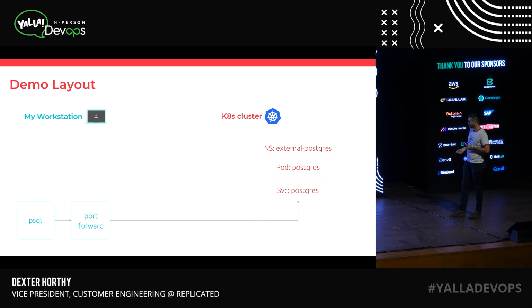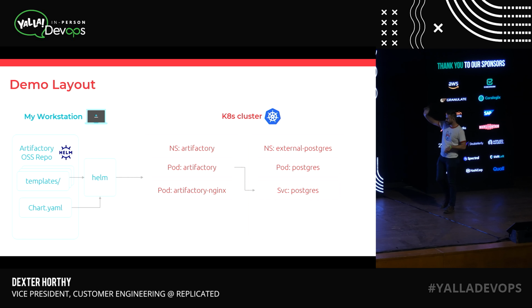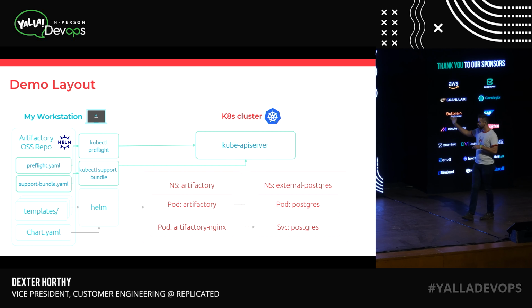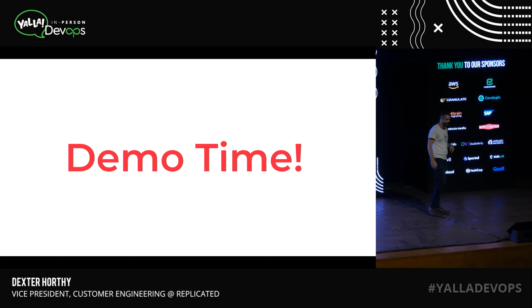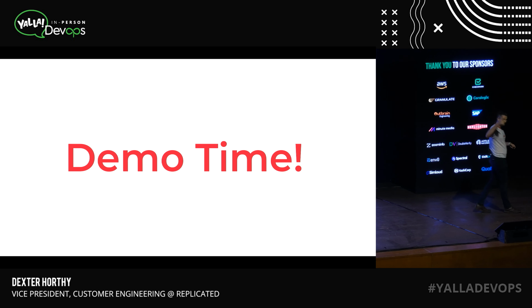So real quick, for this demo, I've got a workstation over here. We have a Postgres running, and then we're going to deploy the Artifactory Helm chart and point it at our Postgres. The Postgres could be anything. It could be RDS or whatever. It's just a thing that is outside of the chart itself. And then we're going to add to the repo this preflight.yaml and a supportbundle.yaml. And those are going to talk to the Kubernetes API server via our kubectl plugins, and they're going to tell us what we did wrong, hopefully, if we did it right. So we'll switch over to the demo.